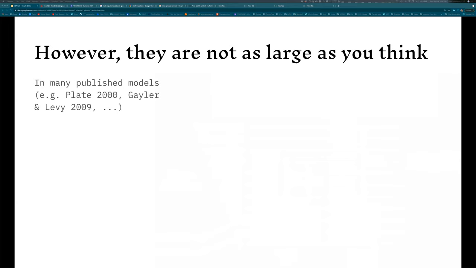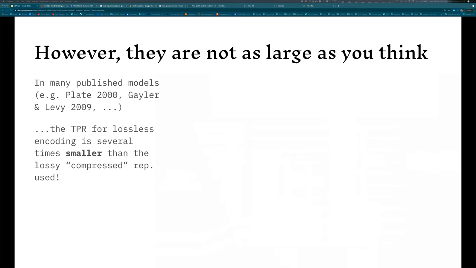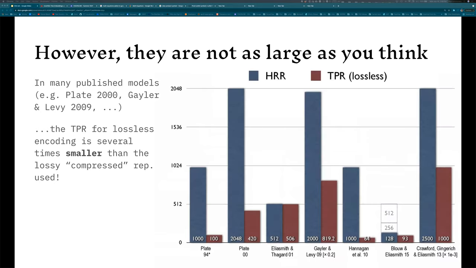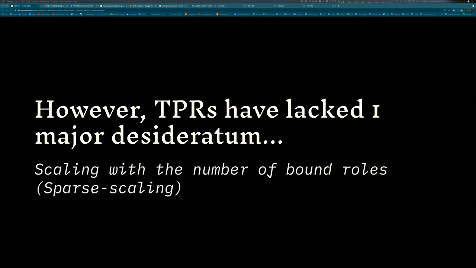In fact, in many of the published papers that use mostly HRRs, typically claiming that TPRs aren't used because they're too big, it turns out that if you look at the size of the structures being used, the TPRs, which are the red bars, that would give you lossless, perfect reconstructability, are quite a bit smaller than the dimension of the models actually used with HRRs. However, there is an issue that we fully admit to that needs to be addressed, and I'll hand it off to Coleman to take it from here.